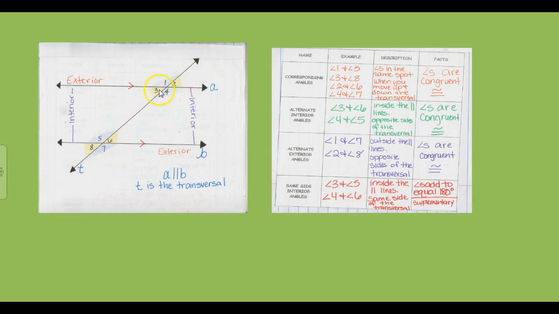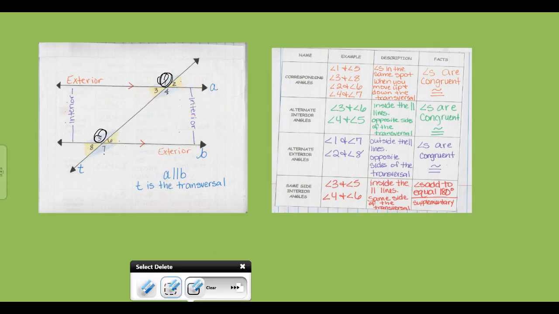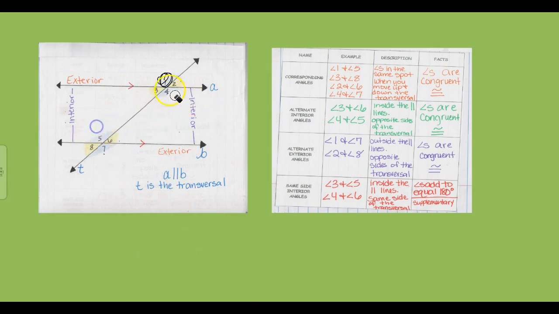This line T is your transversal. Lines A and B are parallel. So if you look, your corresponding angles, angle 1 and angle 5, those are corresponding angles because they're in the same place on the transversal. Just like 4 and 7 are corresponding angles, and 2 and 6. And the thing about those angles is that they are all congruent. Corresponding angles are congruent when you have parallel lines.